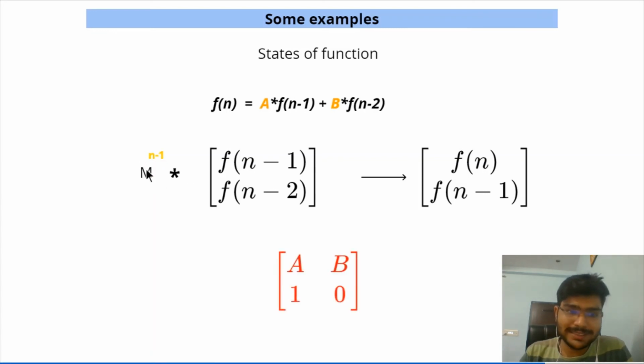So what will this M matrix look like? This will be the M matrix, right? From f(n minus 1) we'll be reaching f(n), and from f(n minus 2) we'll be reaching f(n minus 1), with some variables like small a, small b, small c, small d that we took in the earlier example as well. So we need to find those values.